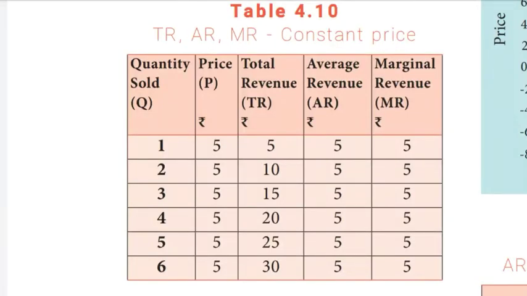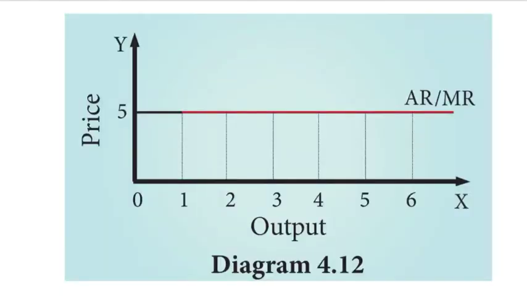Constant AR and MR: when price remains constant or fixed, the MR will also be constant and will coincide with the AR. Under perfect competition, as the price is uniform or fixed, AR is equal to MR and their shape will be a straight line horizontal to the x-axis. The AR and MR schedule under constant price is given in table 4.10 and the diagram in 4.12.